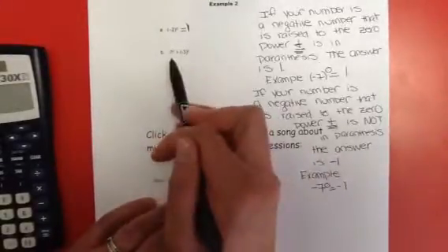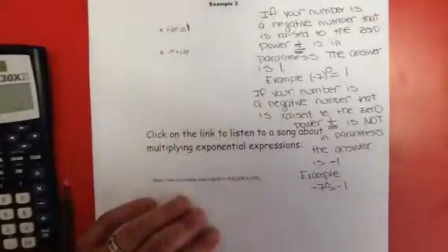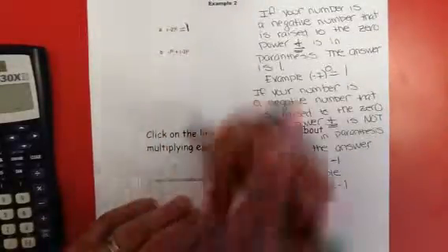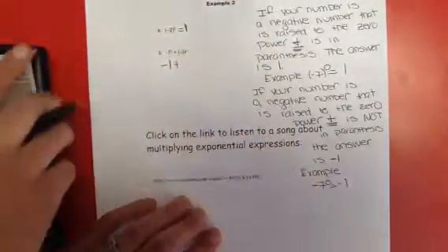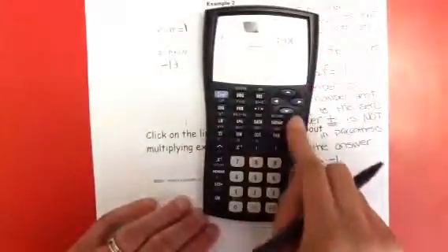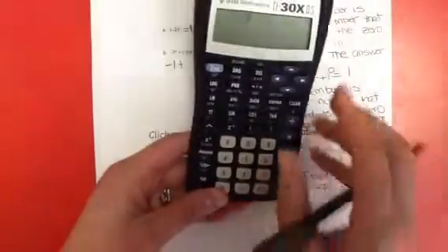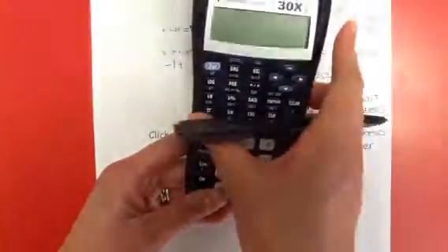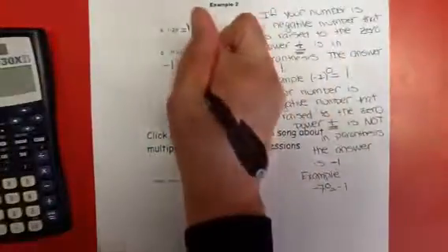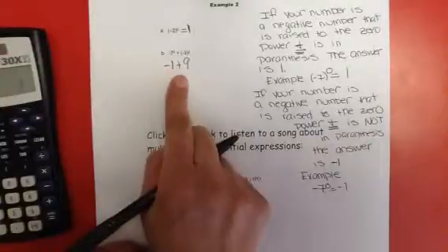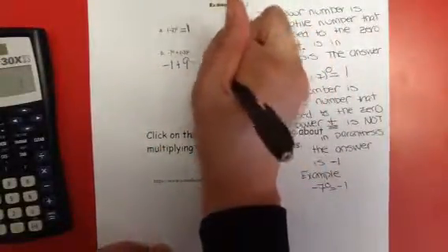So for B, this does not have parentheses around it, so that would give us a negative 1. So this would say negative 1 plus, now that's in parentheses, so we're going to put it just like it says, negative 3 to the 2nd power, which is 9. So negative 1 plus 9 equals 8.